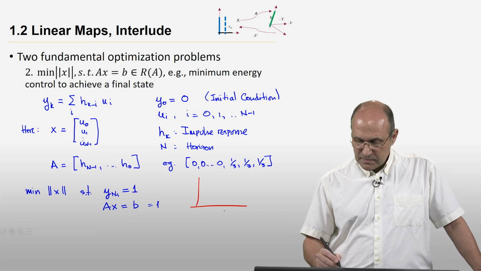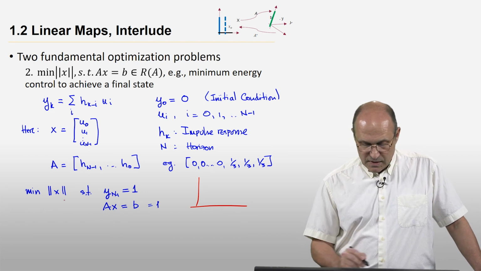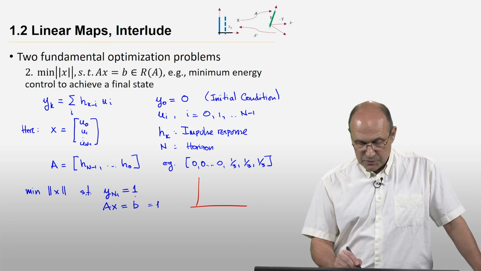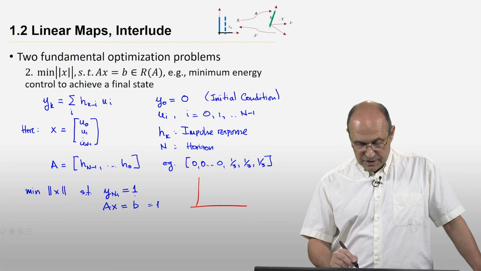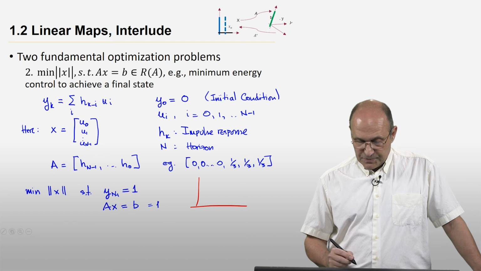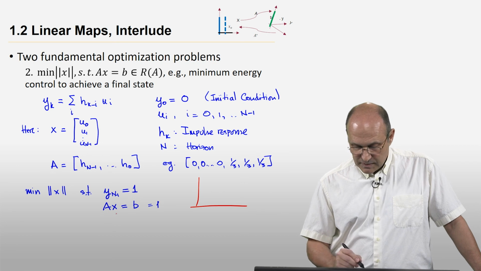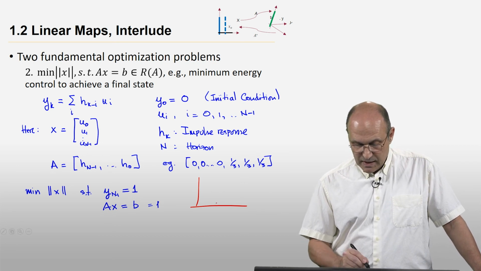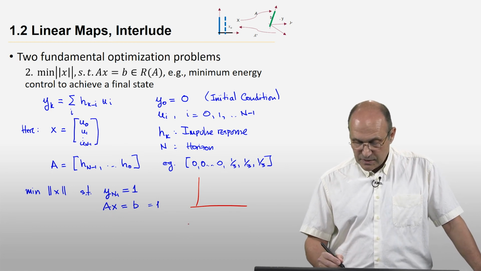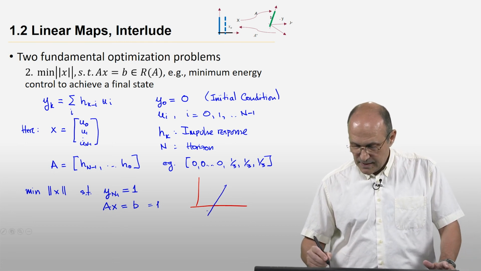I'm going to map X into the codomain here, which is the values, the final values of the output. I want to go to a particular location as far as the output is concerned. And I have a lot of different options. And these options are determined by the map AX equals B. The set of all the x's which satisfy this equation is a variety in the domain.